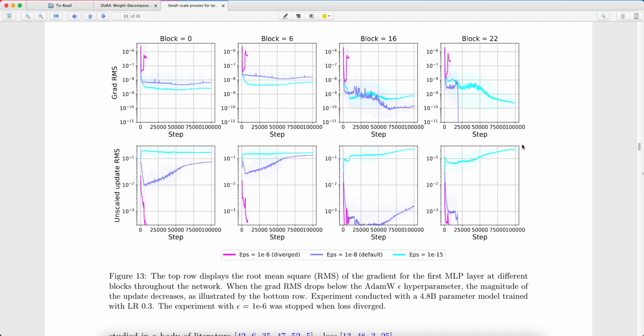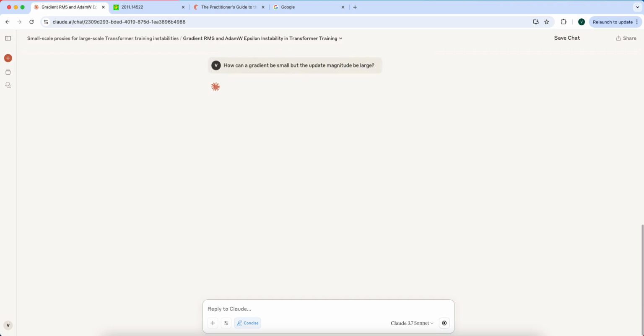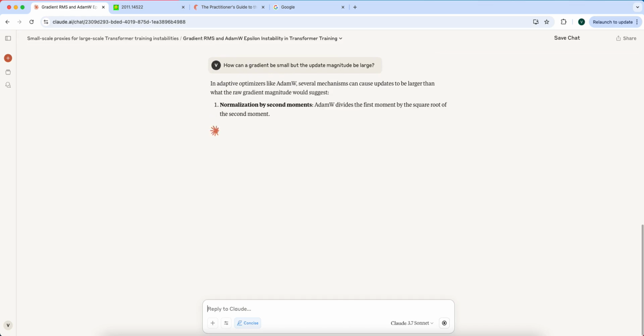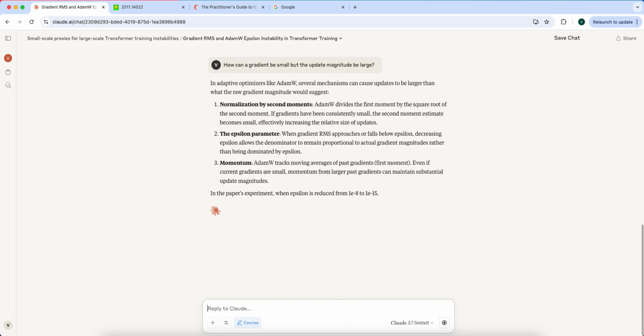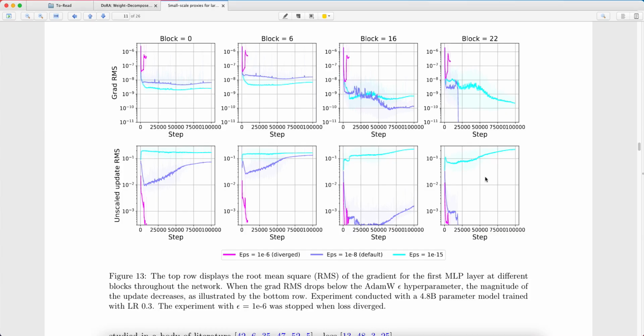Which leads me to the question, how can a gradient be small, but the update magnitude be large? Oh, I see. In adaptive optimizers, several mechanisms can cause updates to be larger than the raw gradient magnitude would suggest. Normalized by second moments, the epsilon parameter, momentum. When epsilon is reduced, updates remain significant even when the gradients become very small, preventing the training stagnation shown in blocks 16 and 22 with the default epsilon.